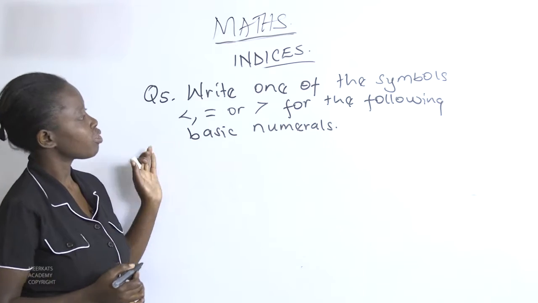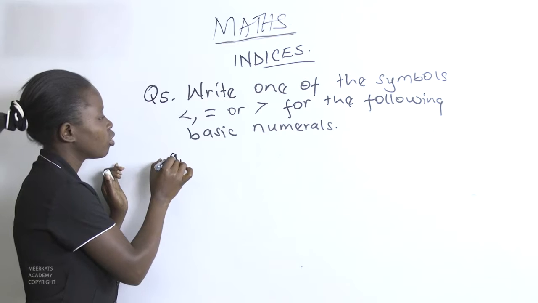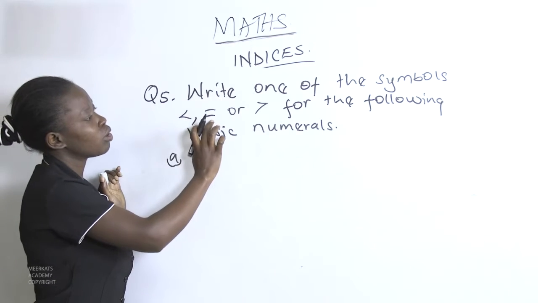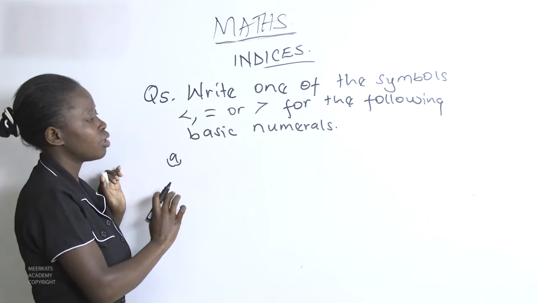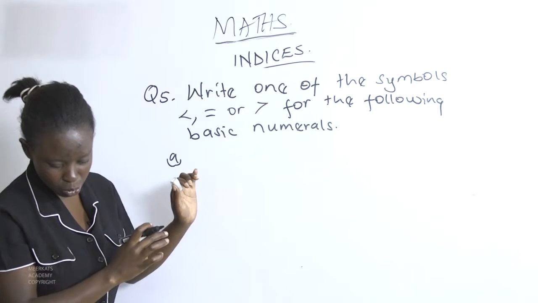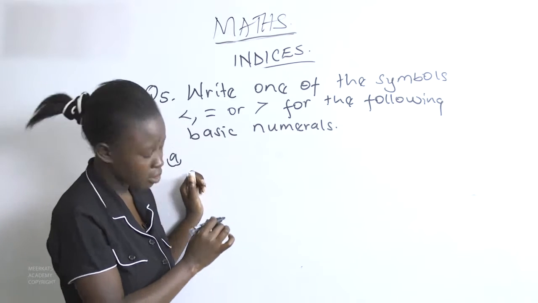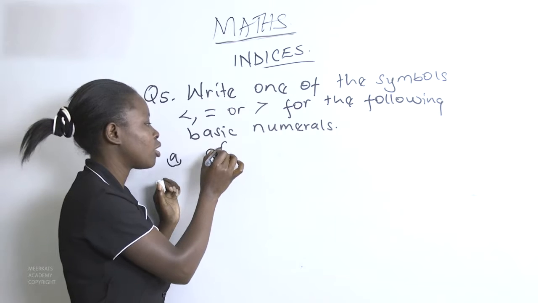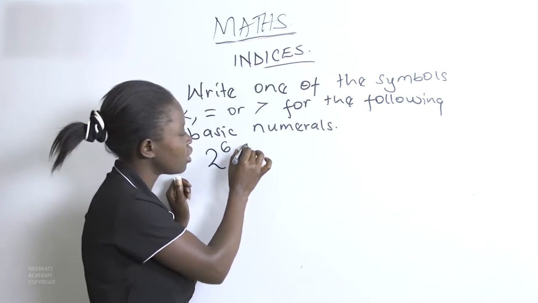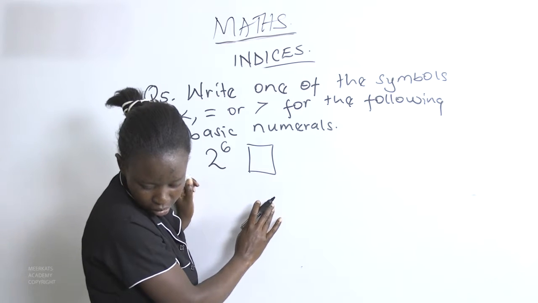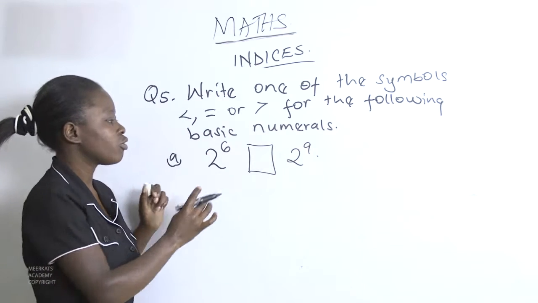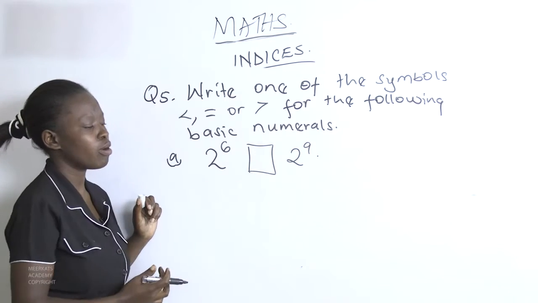So we need to use these signs in this question. We have less than, equal to, or greater than. So using the signs, we indicate what the relationship is between these statements. The first statement we have is 2 to the power of 6, and on the other side, what I have is 2 to the power of 9. So we have 2 to the power of 6 and 2 to the power of 9.